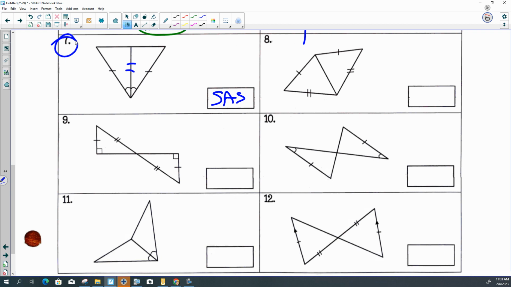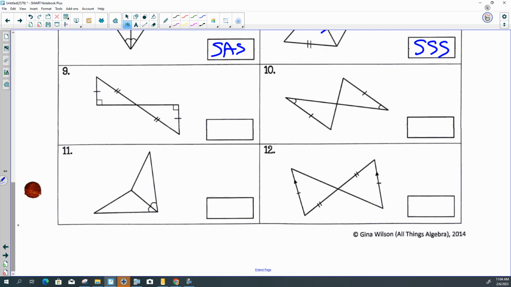Okay, number 8. This one should be pretty fast. Write down what you think number 8. How can you prove they are congruent? Show your neighbor. Haley, what do you think on number 8? But it only told us 2 sides, so how did you know the third side? It is called the reflexive property. That is side, side, side. That's a good one.